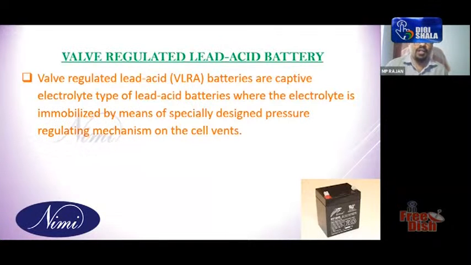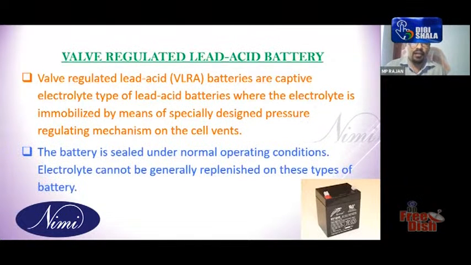The electrolyte is in liquid form. The valve regulated lead acid battery is fully sealed. You can see a picture here, and you can see the terminals only. It is a lead acid battery. The electrolyte is immobilized. The electrolyte does not flow inside much and cannot move, by means of a designed pressure regulating mechanism. The pressure keeps it tight, so it keeps the battery's electrolyte tight.